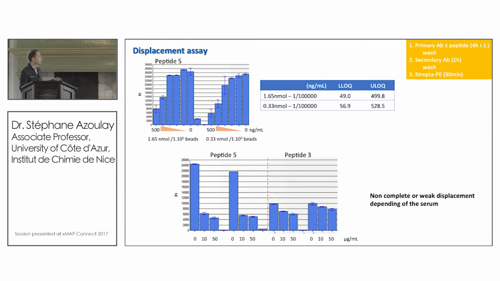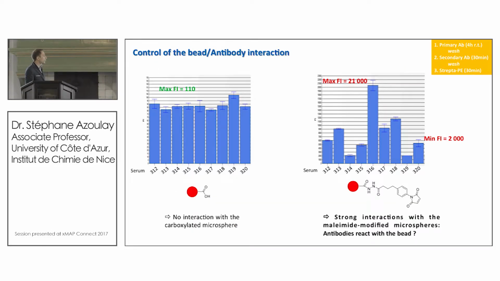The first study was done on peptide 5, and when we tried another peptide to check, it was even far worse. We had nearly no fluorescence intensity for the same coupling ratio, and low displacement. So we supposed at this stage that there was an interaction between our antibody and the bead. And we checked the carboxylated bead, the bead provided without modification. As expected, there was no interaction, and we had a max fluorescence of 110.